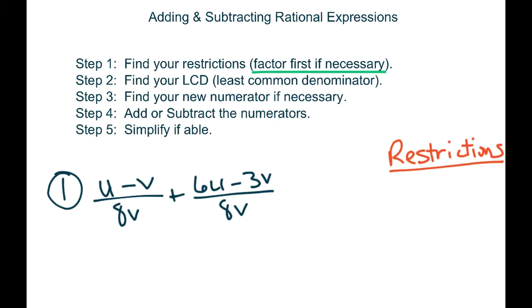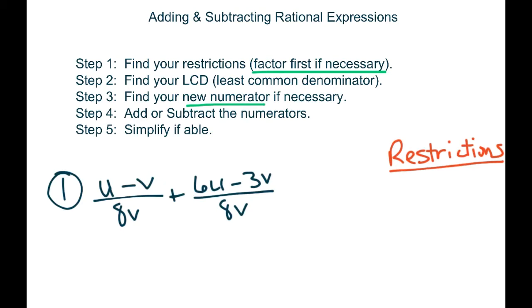Okay, the second thing we want to do is find your least common denominator. Again, if they're already the same, no work to be done. Just identify the least common denominator. If they are not the same, then we have to figure that out. If we have to actually create a least common denominator, step 3 is find your new numerators. Remember that if we change the denominator, we have to change the numerator by the same amount. So make sure you don't forget that step.